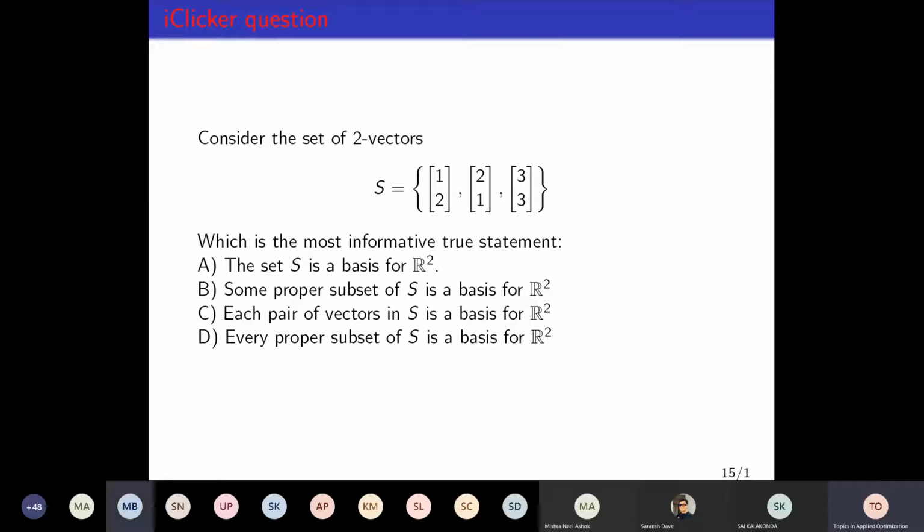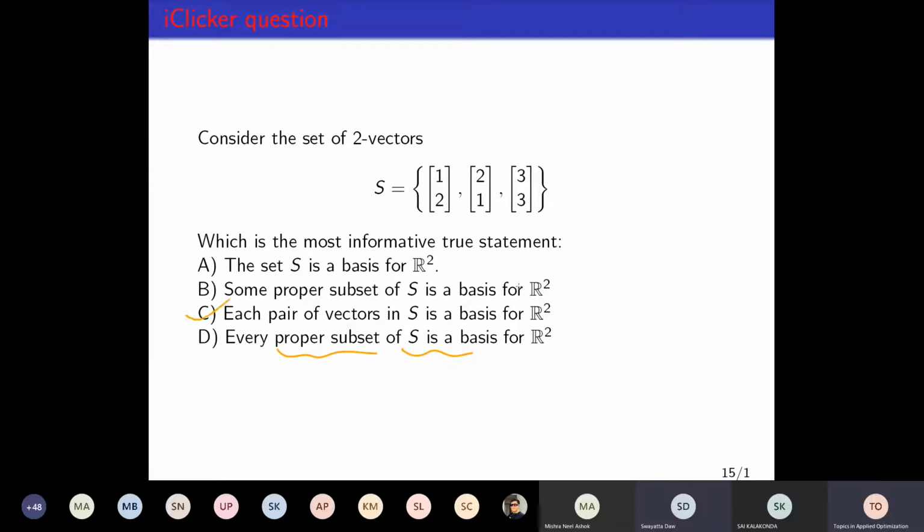No. So what could be a counter example? What could be the cardinality of the proper subset? 0, 1 or 2. A proper subset with cardinality 2, are you sure it will not be a basis?